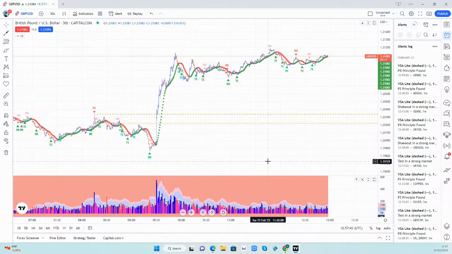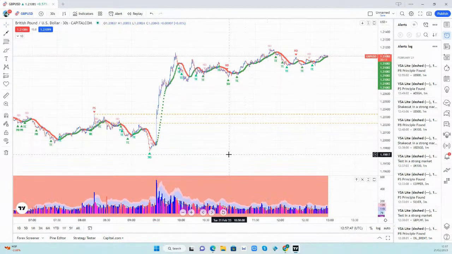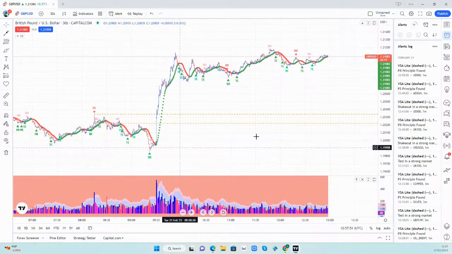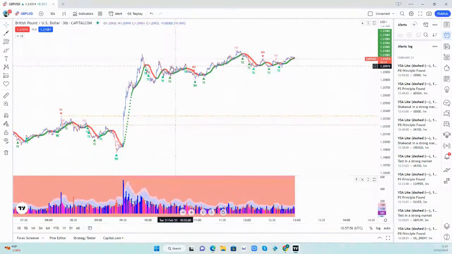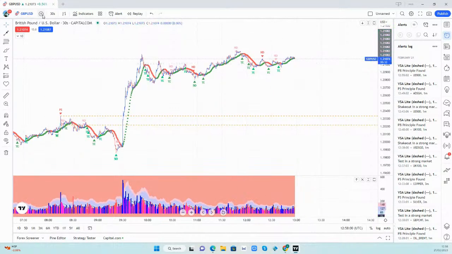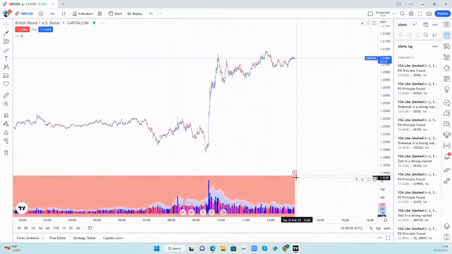So because the professionals are sitting aside now, waiting for the news to come out, and that is what they do. But really, would I want to go into a trade here? The answer should be no, because the market is not going anywhere. It's almost gone sideways now. So I just have to be patient and wait.